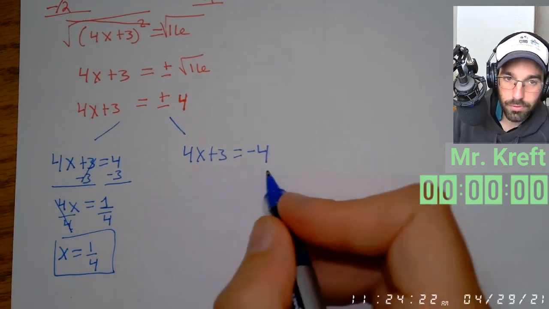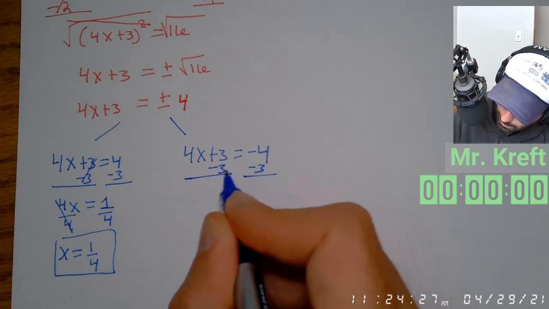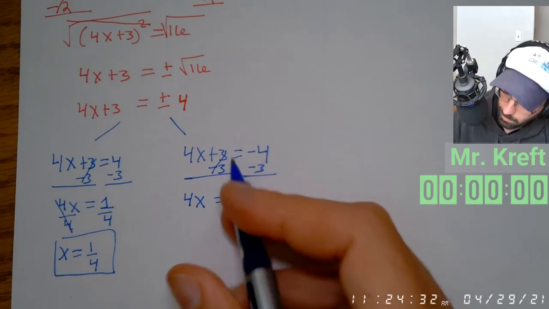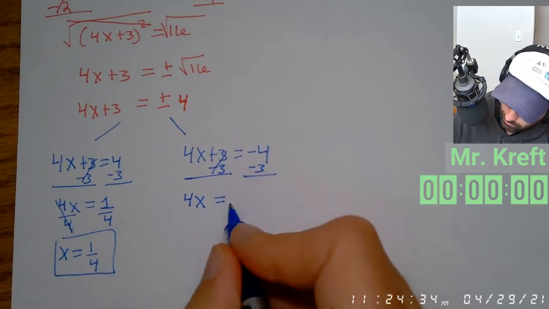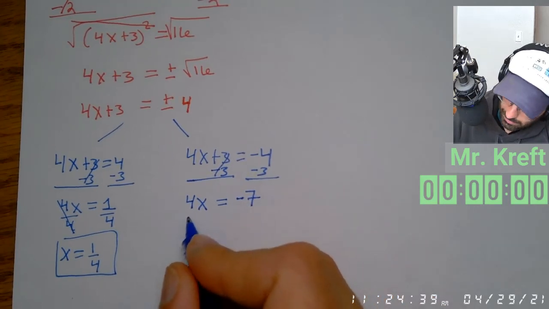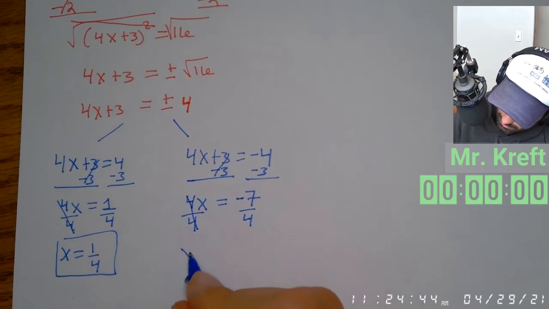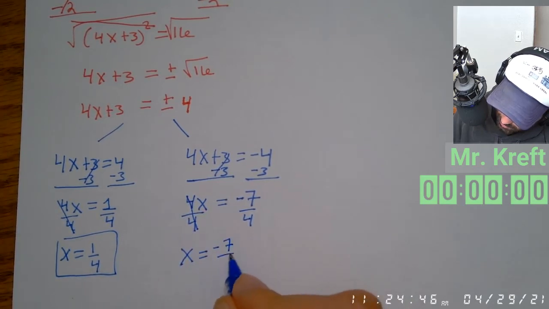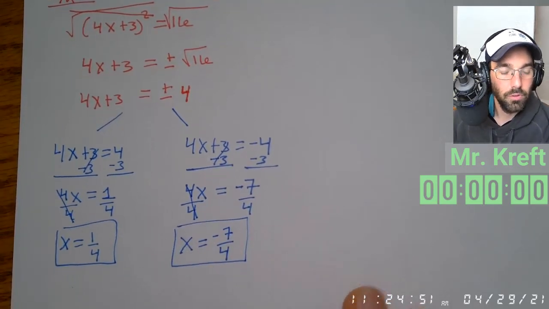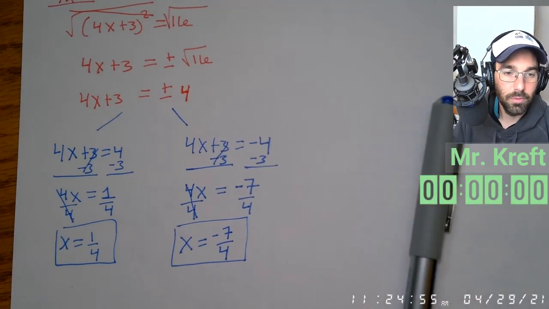And then for my second one, I'm going to go through the same steps. I'm going to subtract 3 from both sides. So I get 4x equals negative 4 minus 3. So we're getting more negative. So I'm going to be at negative 7. Okay. And then I'm going to divide by 4 on both sides. And again, fractions are really nice because it's just a division that we don't want to do. So I have negative 7 divided by 4. Okay, so those are my 2 answers. I got negative 7/4 and 1/4.